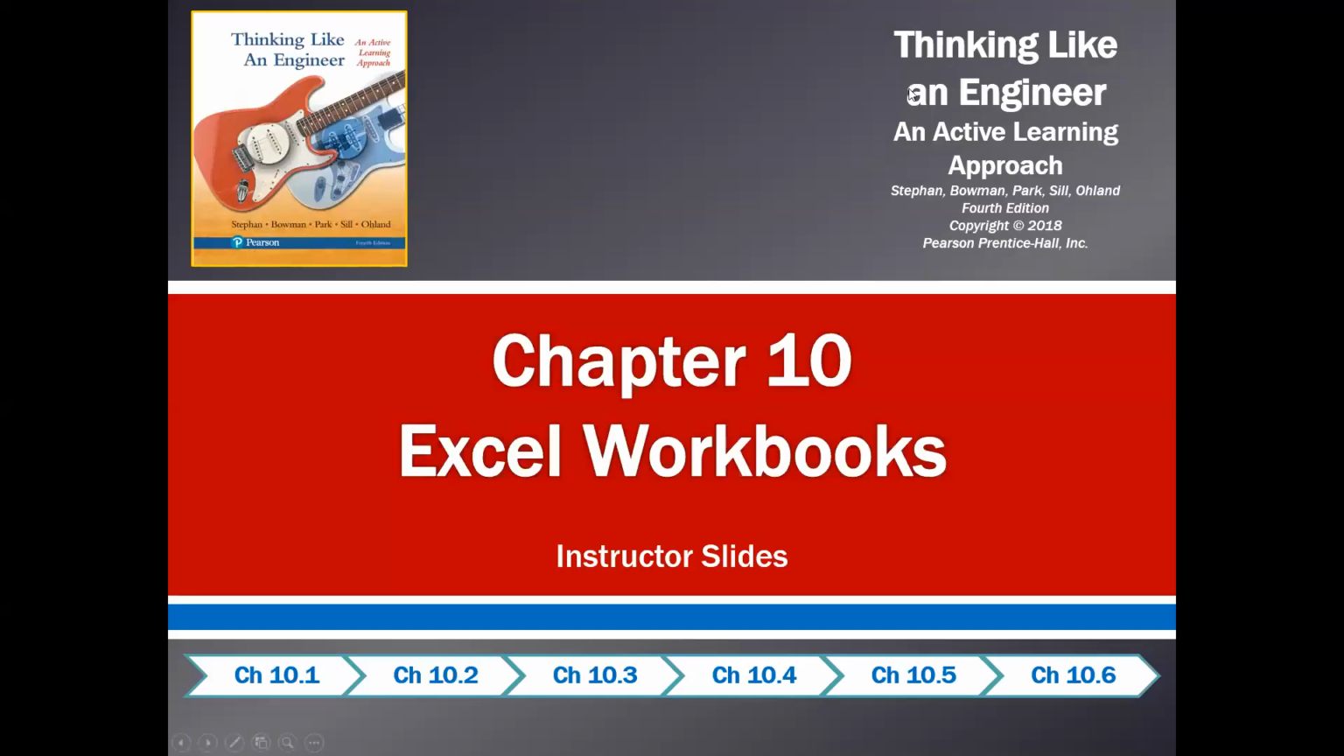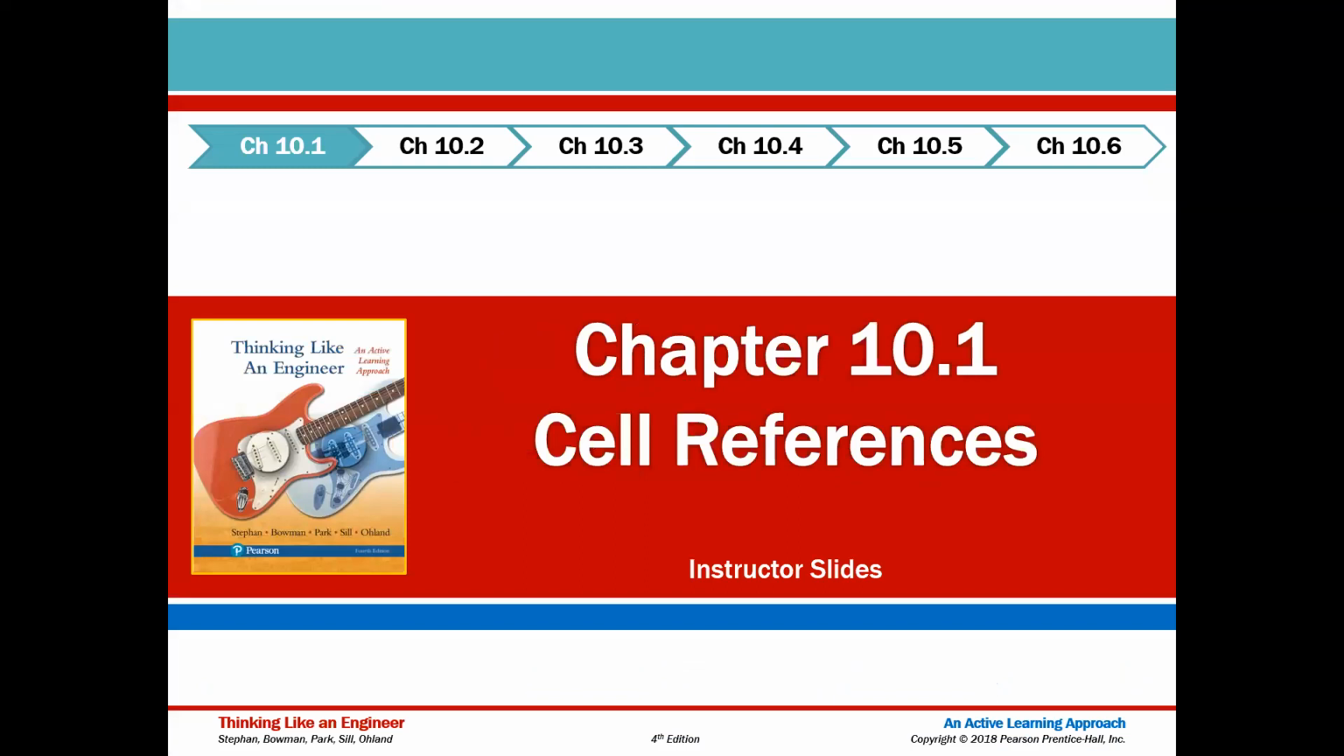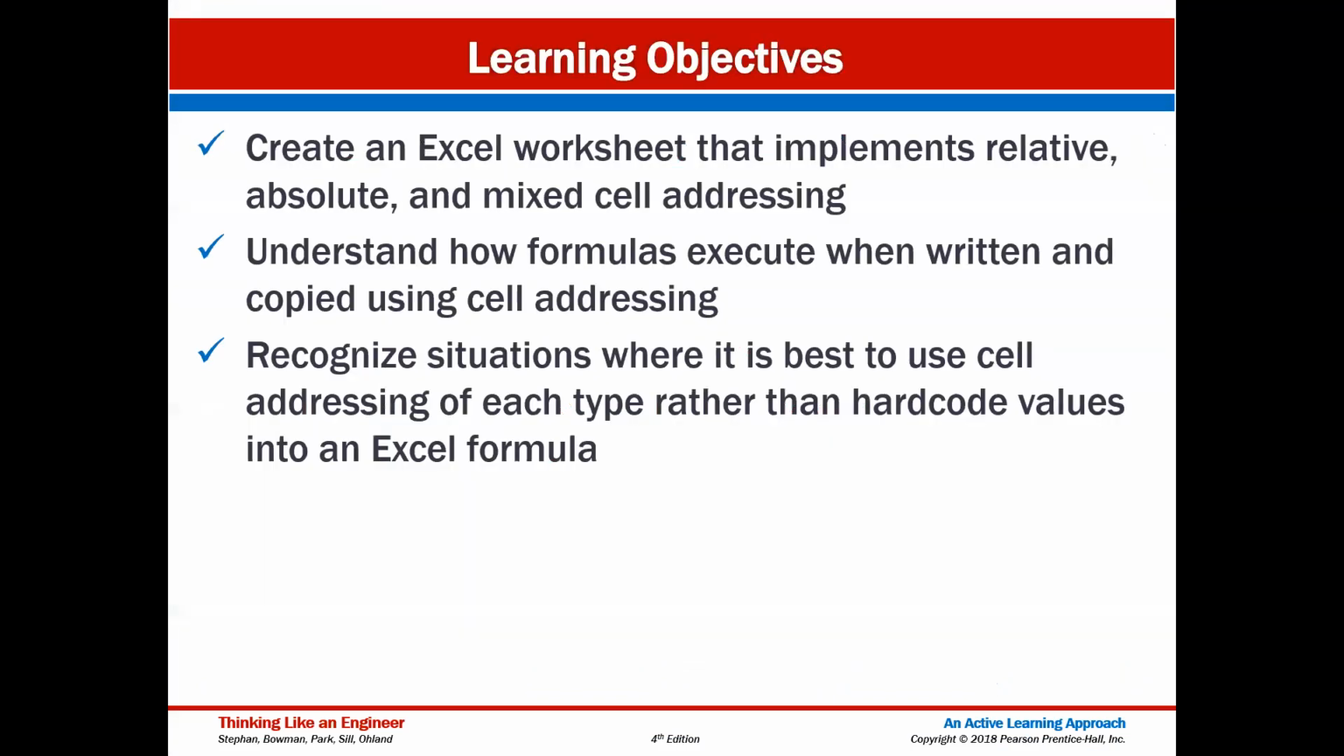So we're going to start with cell references. A cell reference is really referencing what type of cell you are working with. In Excel, you're going to be able to create your Excel worksheet that implements relative, absolute, and mixed cell addressing and understand how formulas execute when written and copied into different cells. Also recognizing situations where it's best to use cell addressing based on what type of data you're working with, whether you're hard coding values or trying to make something flexible in your Excel formula.